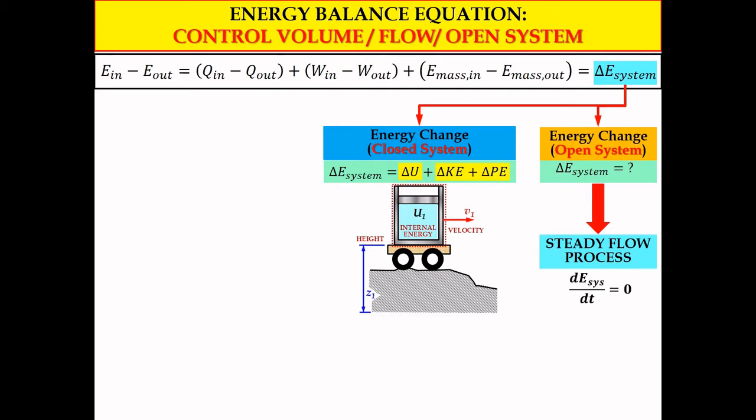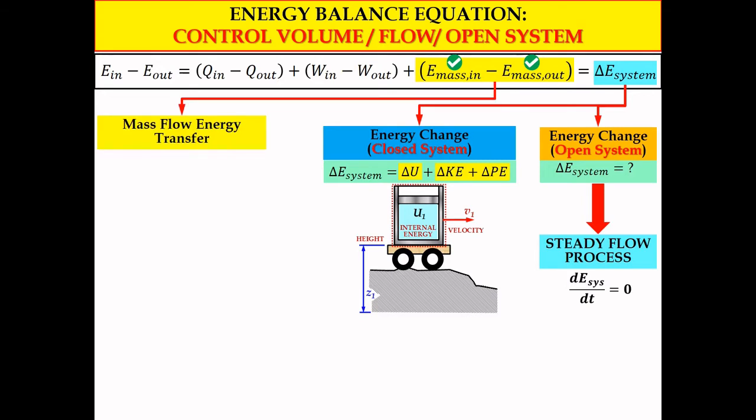So now the term dE system divided by dt will be equal to 0. By considering the steady flow process for the open system, we already simplified the energy balance equation for the open system. Okay, so now we want to determine the equation for E mass in and E mass out that we will use for the energy balance equation for the open system. E mass in and E mass out actually refer to mass flow energy transfer.